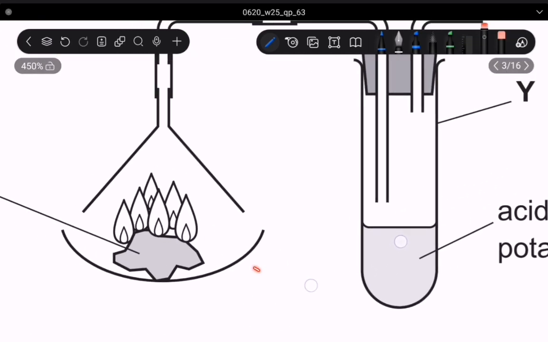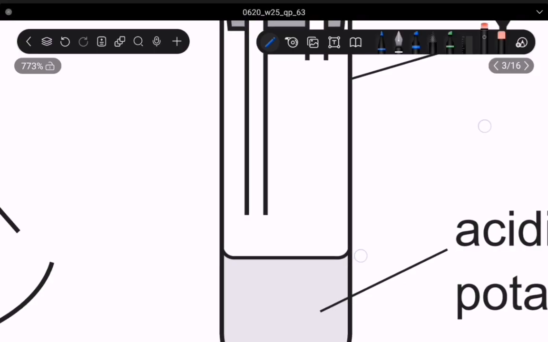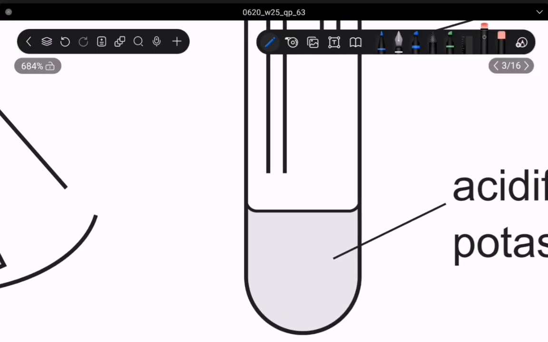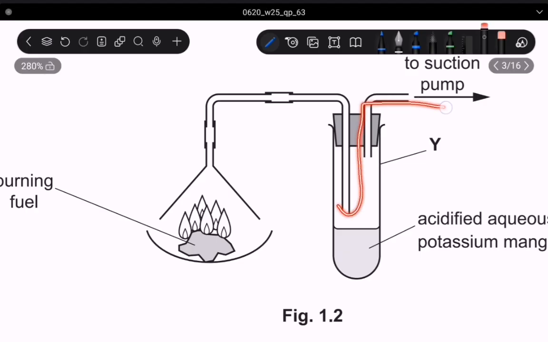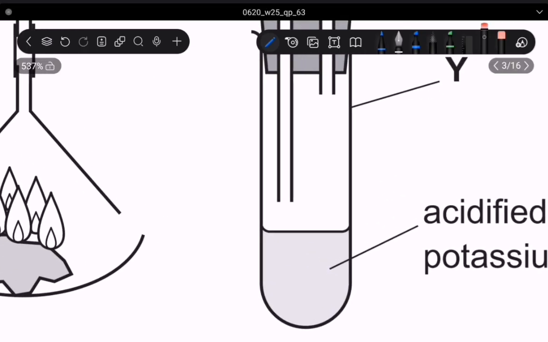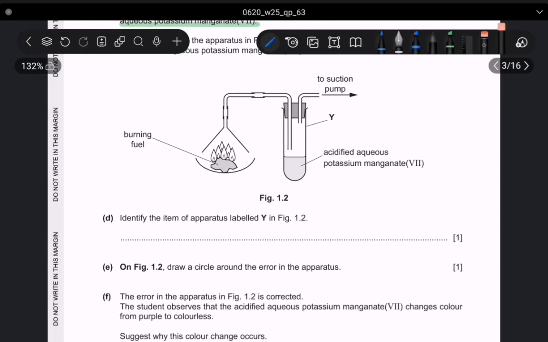So there is an error in this apparatus, and the gas from the burning fuel is not passing through that liquid. How do we know that? Now look, whenever you have something like this, your delivery tube should be longer. It should touch the liquid. Only then will the gases go into that liquid. Otherwise, they will just escape through the suction pump. So this should be longer, right? This is the error in the apparatus. All right, we noticed that.